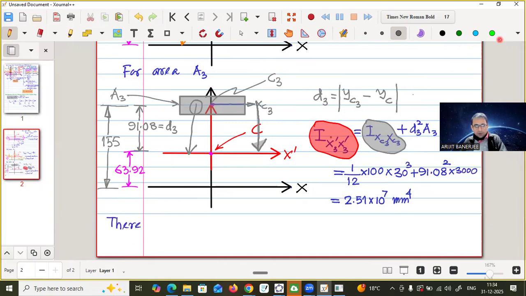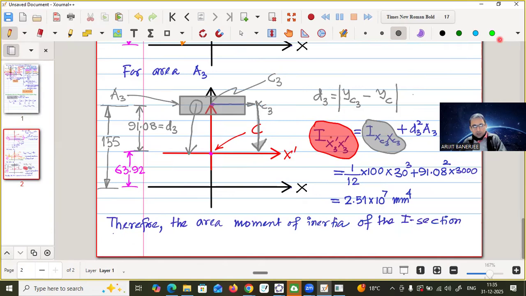Therefore, the area moment of inertia of the composite, or you can write I section within bracket composite area about its centroidal axis, centroidal x-axis.